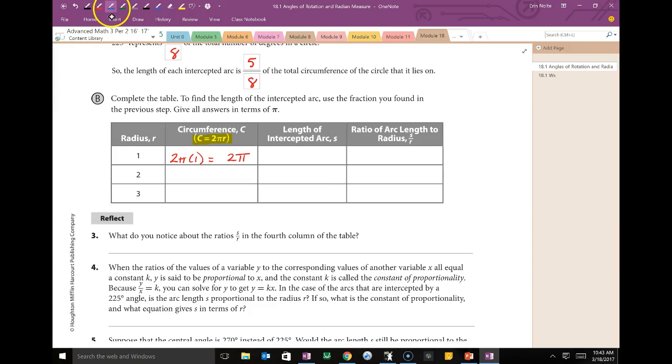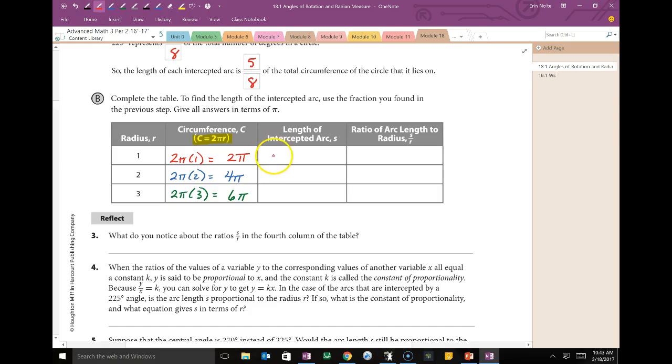Okay, for the second one, we'd have 2 pi times 2, which I hope you agree would be 4 pi. So we're keeping this in terms of pi. And the third one would be 2 pi times 3. And 2 times 3, that would give us 6 pi. So these are the circumferences of each of those circles. So now to figure out the arc length, hopefully you can remember that all you're going to do is take the circumference and multiply by the ratio that we found before. Okay, so it's 5/8 of that circumference.